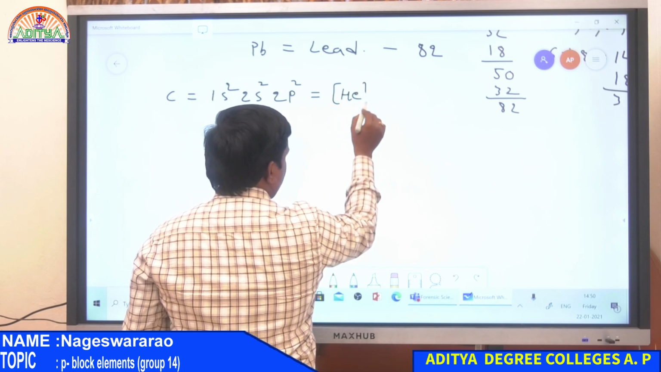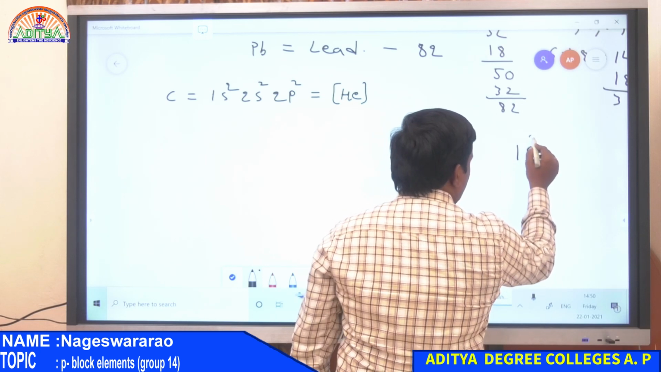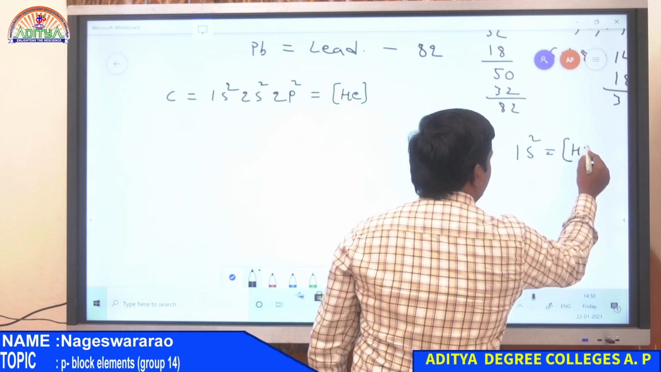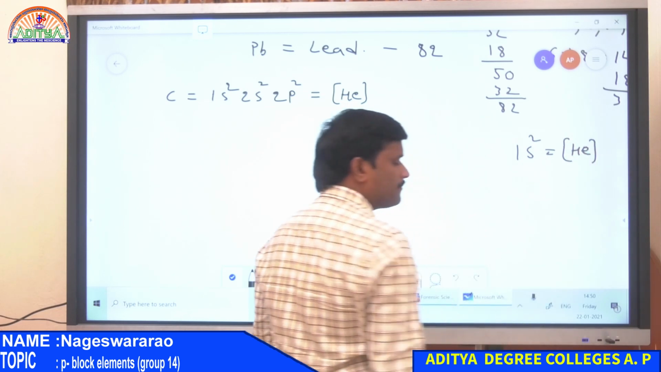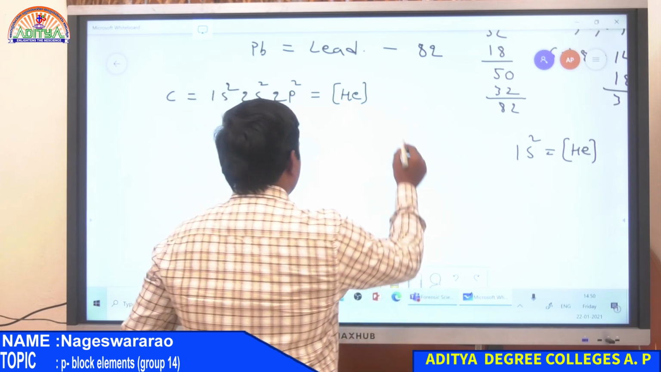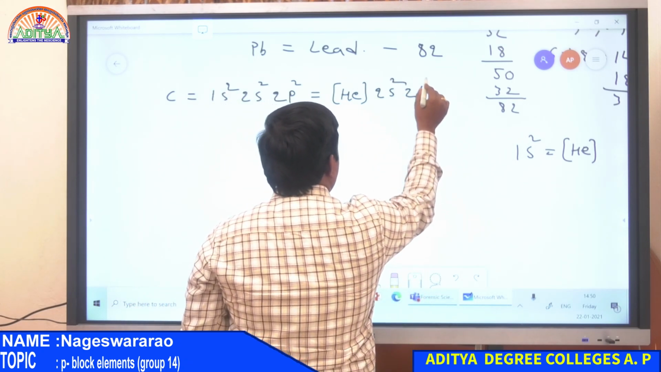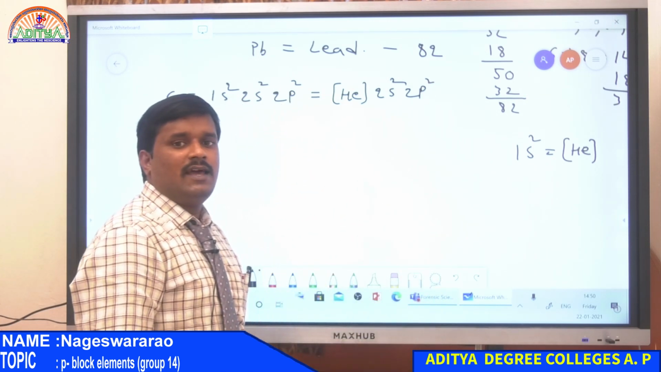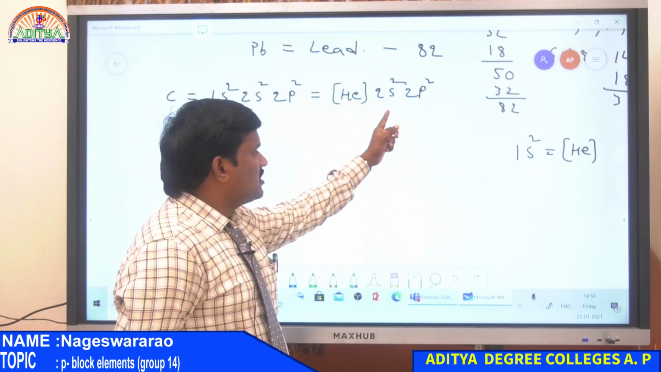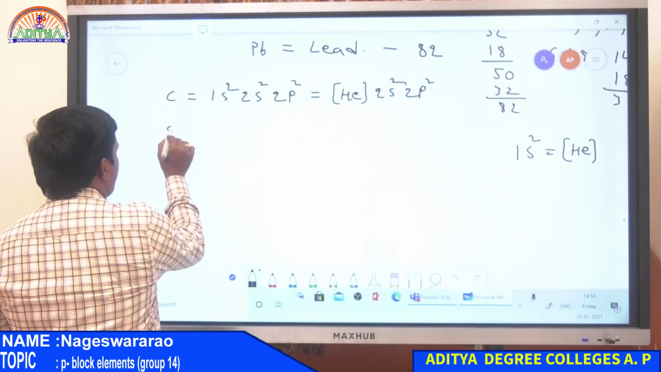So that is helium. Helium atomic number is 2. Therefore the electronic configuration 1s2 is for helium, and the remaining configuration is 2s2 2p2. So this is the electronic configuration of carbon: helium 2s2 2p2. Next one, silicon.